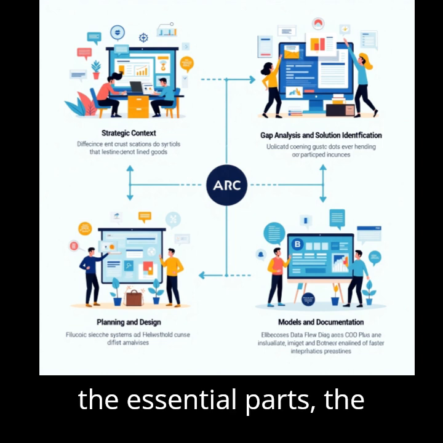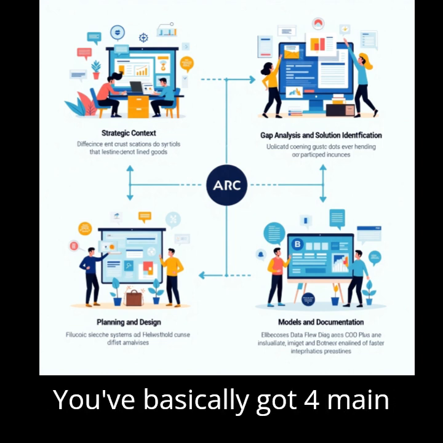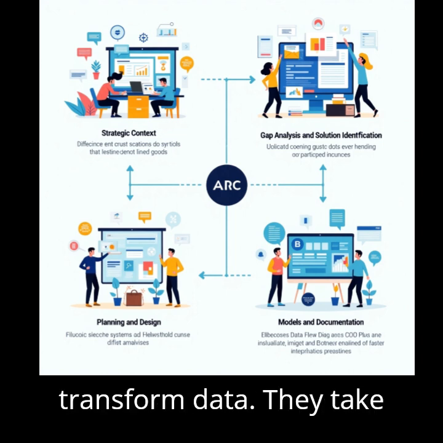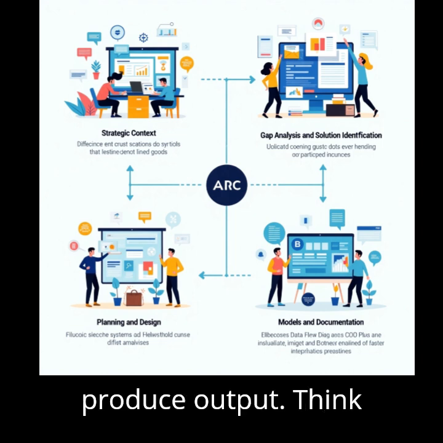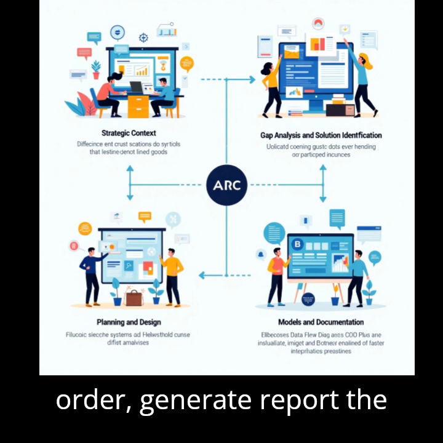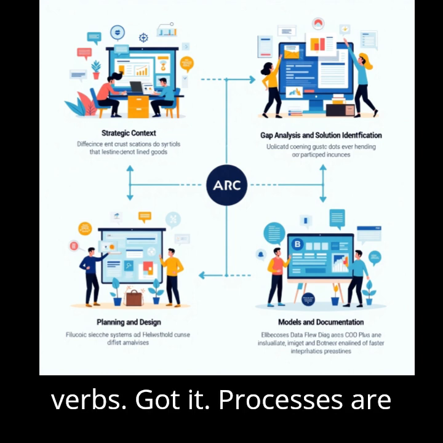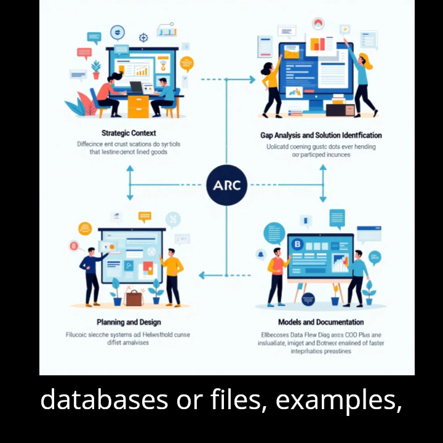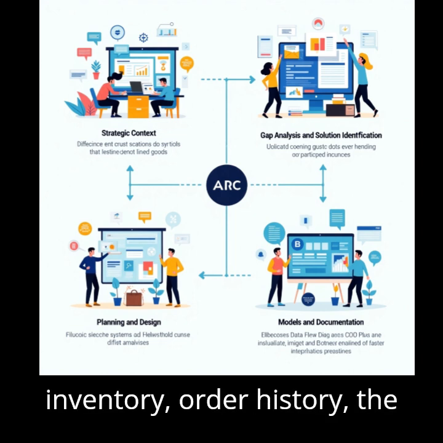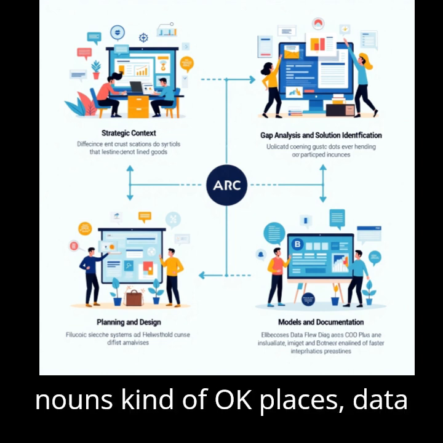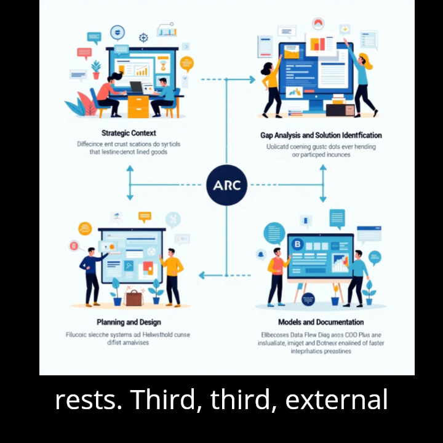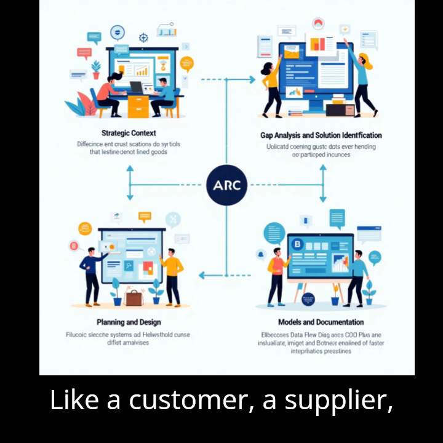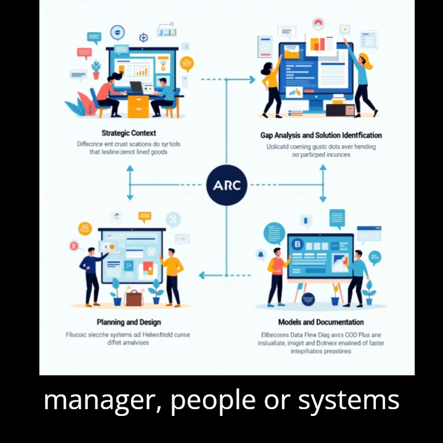Okay. And what are the essential parts, the building blocks of any DFD? You've basically got four main things. First, processes. These are the activities that transform data. They take input, do something, and produce output. Think calculate tax, validate order, generate report, the verbs. Got it. Processes are the actions. What's next? Second, data stores. These are where data sits, like databases or files. Examples: customer records, product inventory, order history, the nouns, kind of. Okay, places data rests. Third, external entities. These are things outside the system that interact with it, sending data in or getting data out, like a customer, a supplier, another system, or maybe a manager. People or systems outside the main box.